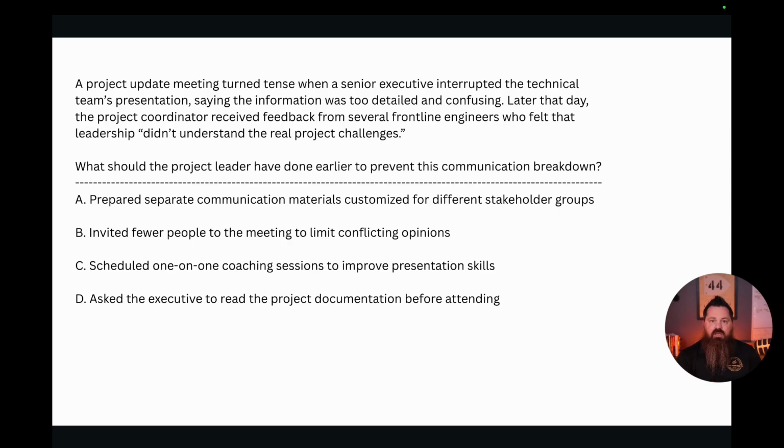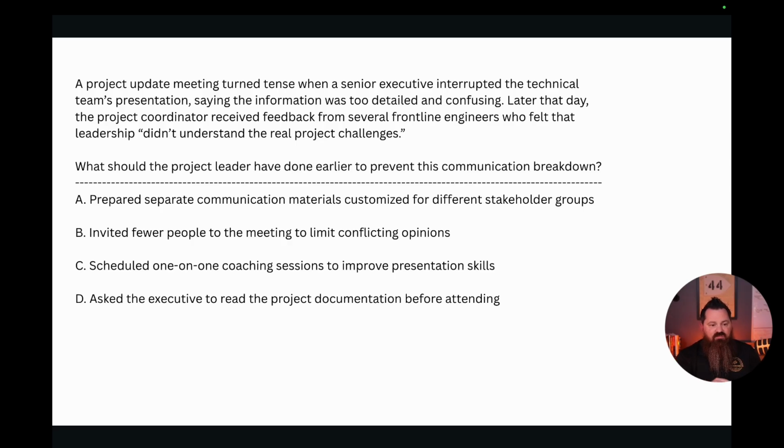Sounds like a good idea to me, right? We should have done all that work to understand what each stakeholder needs. So obviously, this person was like, I don't need all these details. I need the high level picture. He wasn't getting that. He was not very happy and he interrupted your meeting. So A is looking pretty good in my eyes right now.